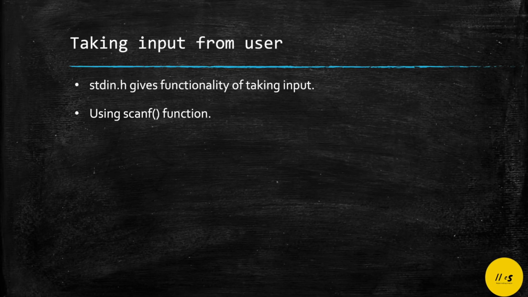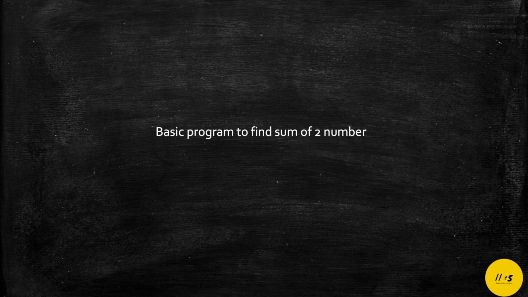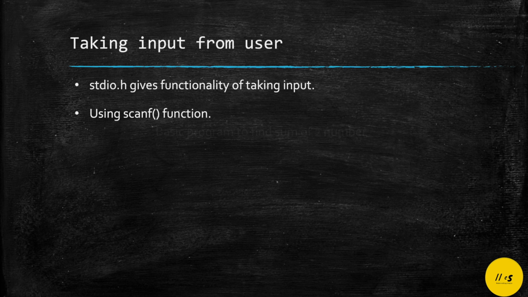Now the next part is taking input from the user. What we already did is use the printf statement, which is actually to show the output on the screen. We never took anything from the user. Till now we are not taking input from the user, we just directly assign a variable with the numbers.